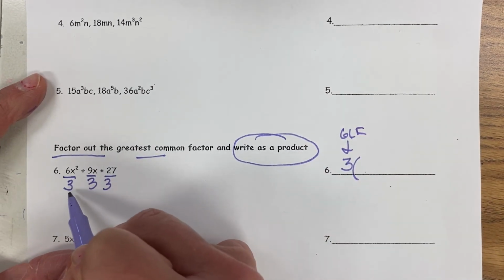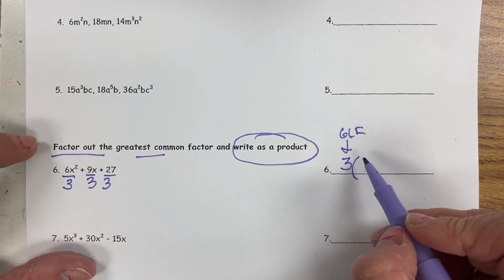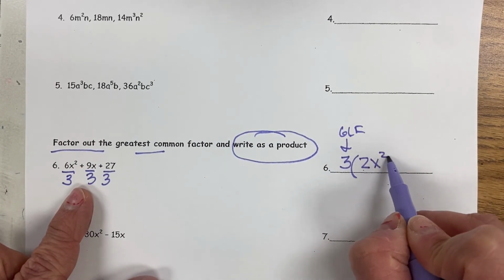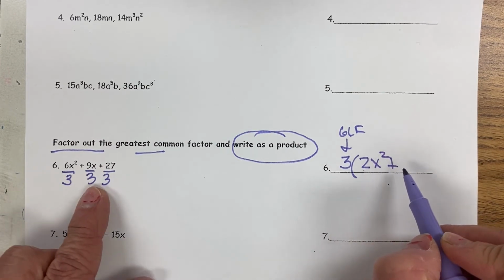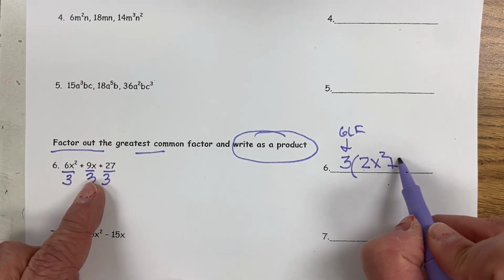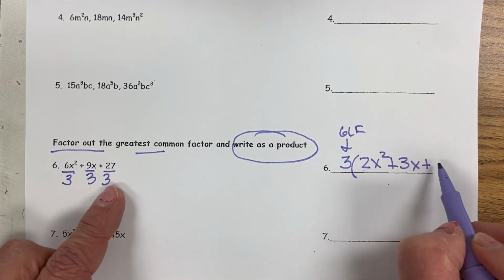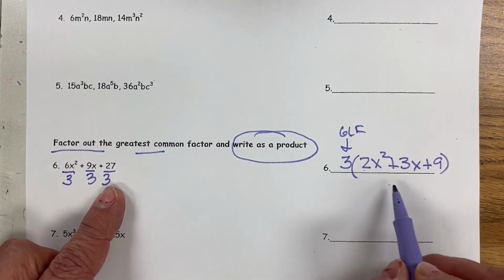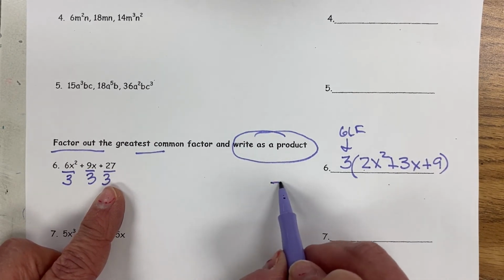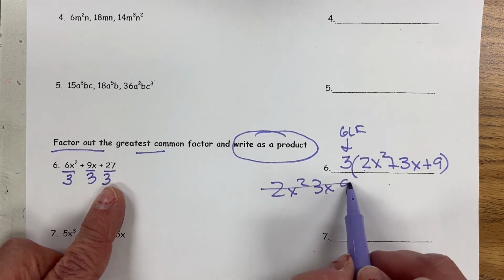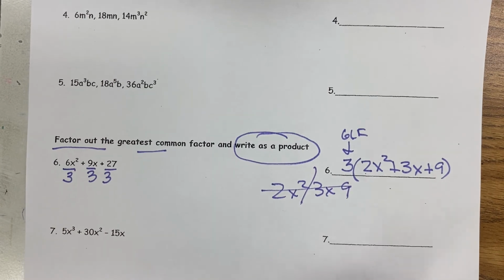6x squared divided by 3, so 6 divided by 3 is 2. I don't have a variable, so I bring down my x squared. Plus 9x divided by 3, 9 divided by 3 is 3. Attach your x. There's a plus sign. 27 divided by 3 is 9. Do not forget to put the signs in between, because if you write this, that will be wrong. So that's what you're going to do on 9 and the rest of the problems.